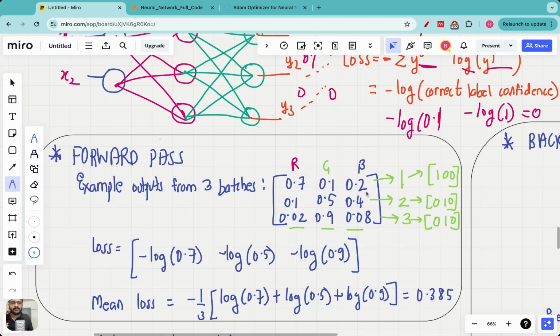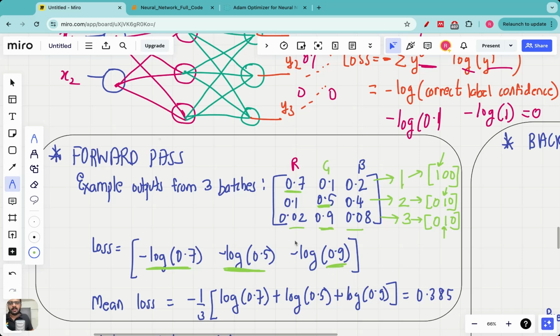For the first batch, we'll look at the correct label. The correct label is the first one. Then we'll take the negative log of the correct label confidence, which is negative log of 0.7. For the second batch, the correct label is 2, which is green. The correct label confidence is 0.5, so we'll do negative log of 0.5. For the third batch, the correct label is again 2 because the answer is green, and the correct label confidence is 0.9, so we'll do negative log of 0.9.